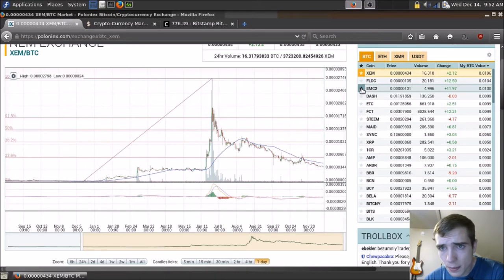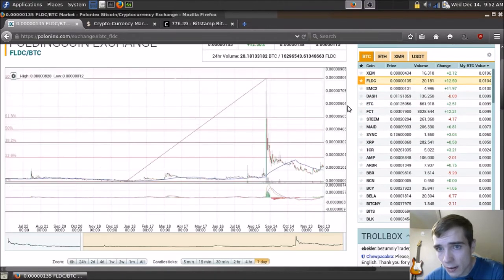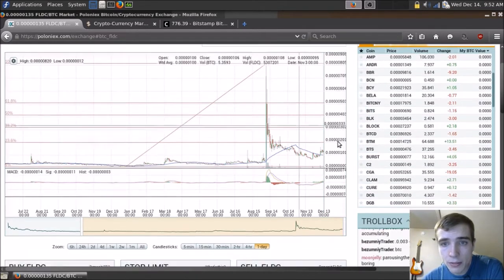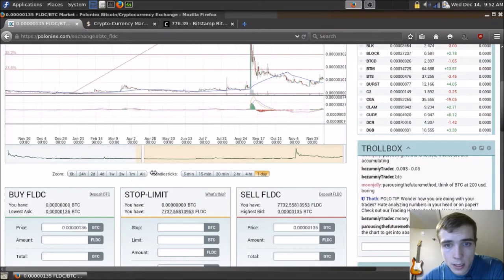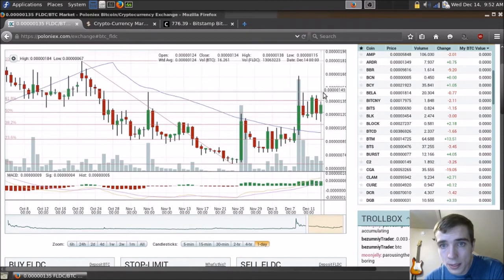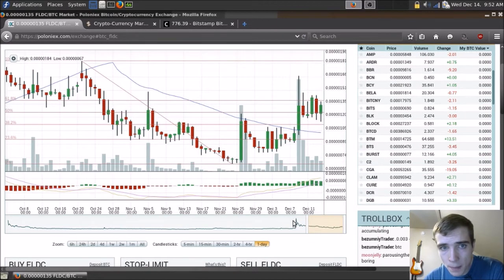So another one would be Folding Coin. Now, I invested in this earlier, and it's actually turning out to be a good investment. I've already made 0.0004 Bitcoin in profit, so that's just, in the past little while, past couple hours, we saw this bar up here, this nice little climb up.